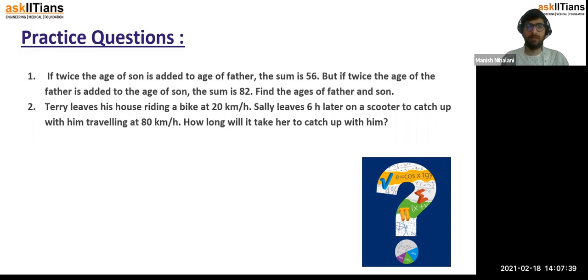So keep practicing. You can try these two sums as a part of assignment, and in the next class we would be starting off with a new chapter. I hope you all had an understanding of linear equations in one variable and two variables, and you all learned what the applications of this are, because it's important to learn every chapter, every topic from an application perspective in real life as well.